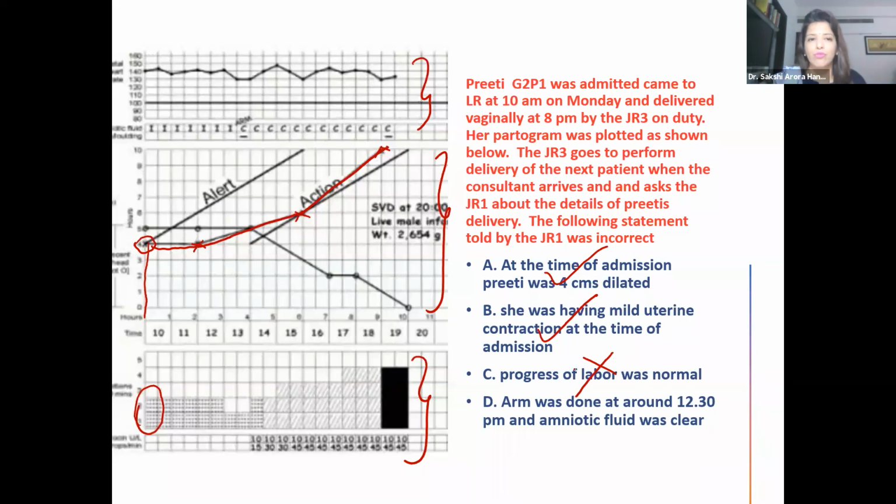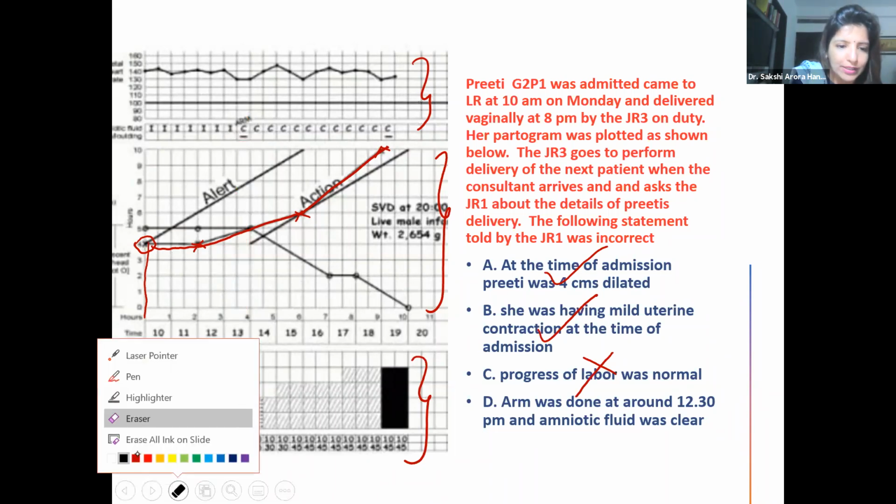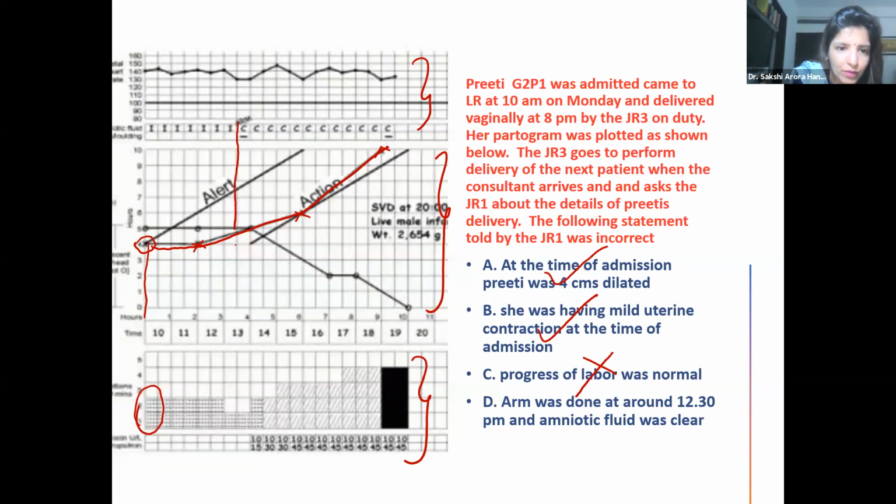ARM was done at around 12:30 and amniotic fluid was clear. Yes, ARM was done at around 12:30, and the liquor was clear, represented by this letter C, right? So all this is right.